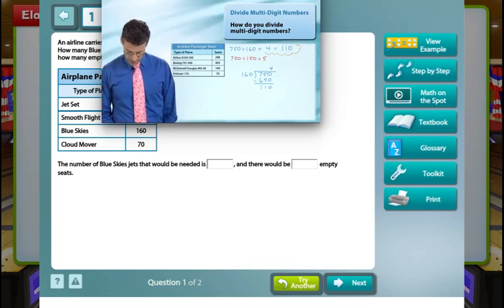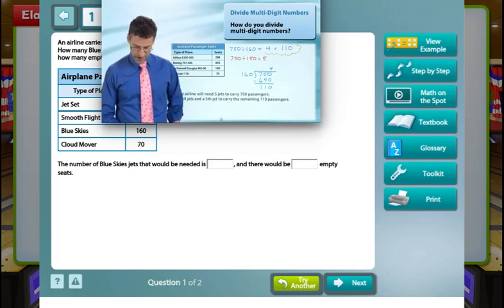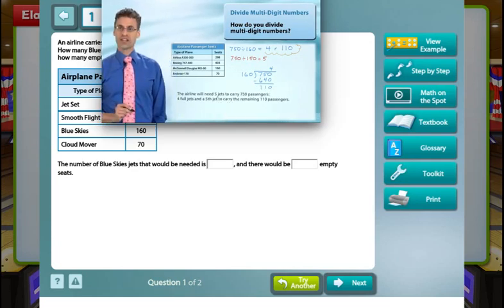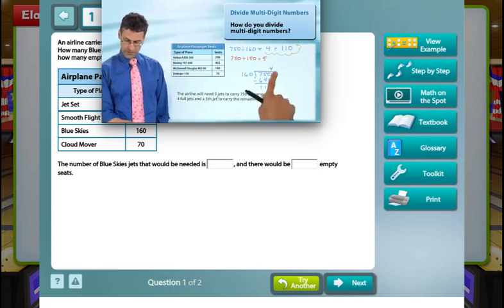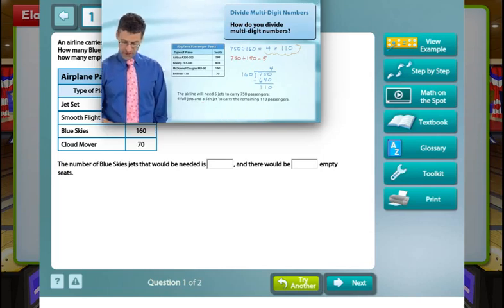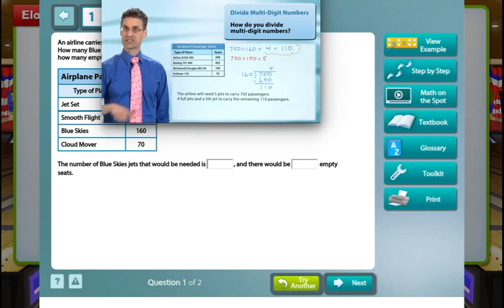And so here's what we've got so far. We'll need to have 5 jets to carry the 750 passengers. 4 of them are going to be filled to capacity, and the 5th one is going to carry the extra 110 remaining passengers, hence the remainder.